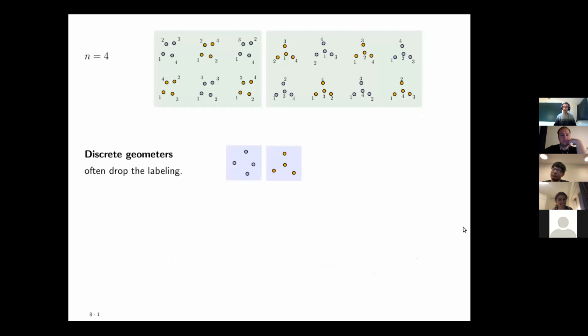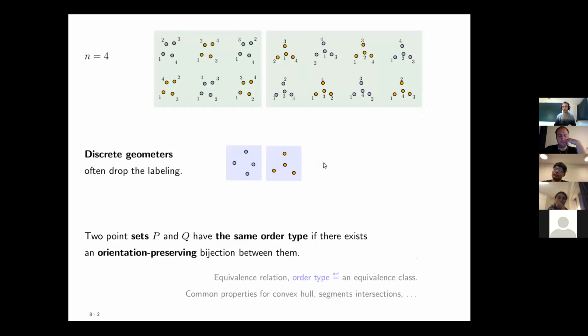Okay. Now, coming back to labeled order type, one thing we might want to do, especially if we do discrete geometry, is to drop the labeling and say, well, there are these 14, they're actually divided into 2 different situations: 4 points in convex position or a triangle with a point inside. And this is just a slightly different equivalence relation where we identify point sets. The sets are not ordered anymore if there is a bijection that preserves orientation. Okay, so in other words, two sets have the same order type if there is a way to label them so that the labeled sets have the same labeled order types.